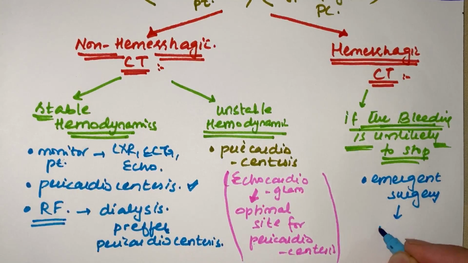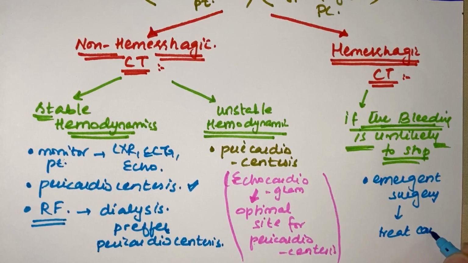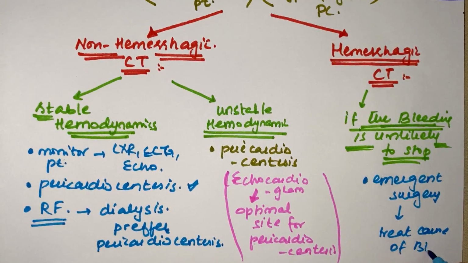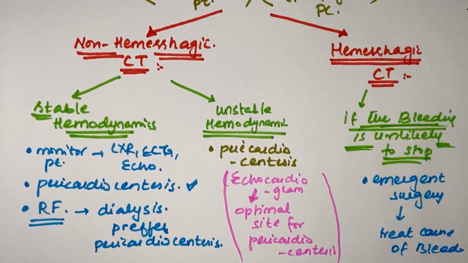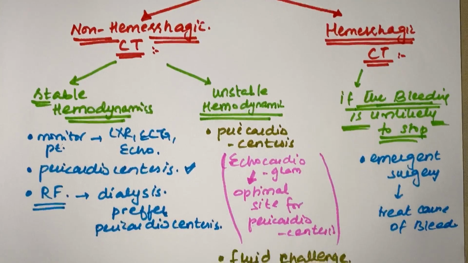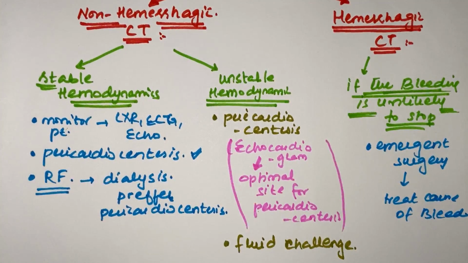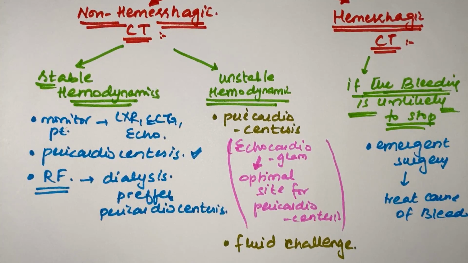and in this surgery we will treat the cause of the bleed, because that's the only modality we have here, and we won't delay the surgery just for pericardiocentesis. So this is the point, that emergent surgery is preferred over pericardiocentesis.